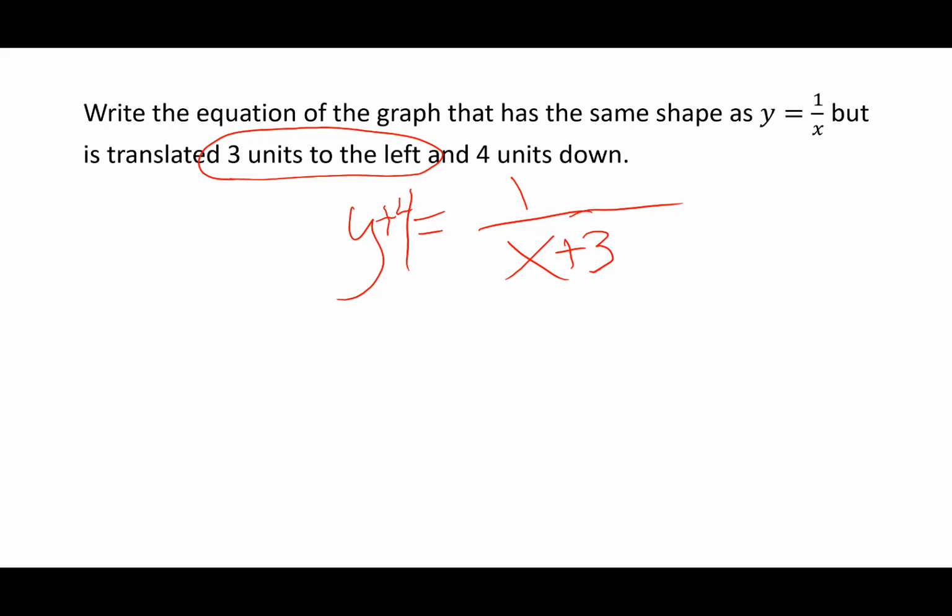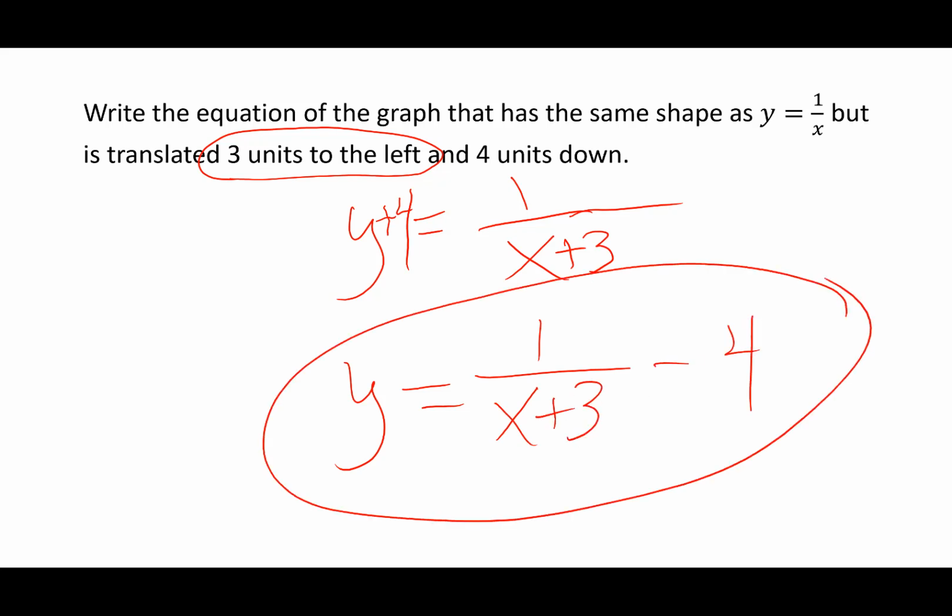So this is what will happen, and then you rewrite the equation y equals, so you subtract 4 from both sides. So the new equation is y equals 1 over x plus 3, minus 4. So that would be the final answer. That would be the final equation of that graph.